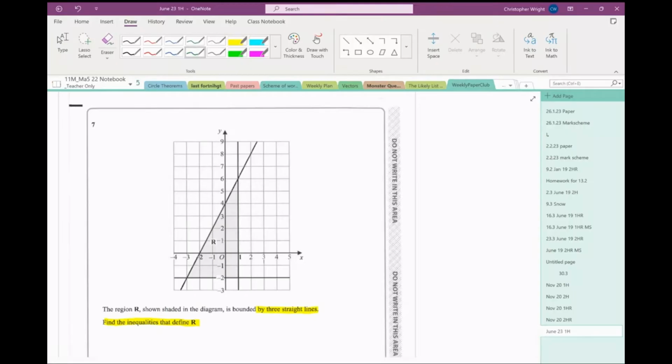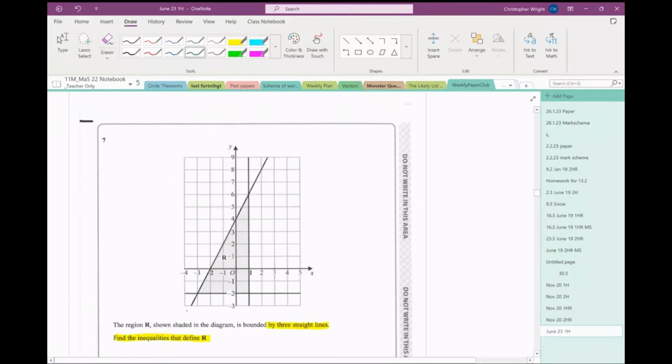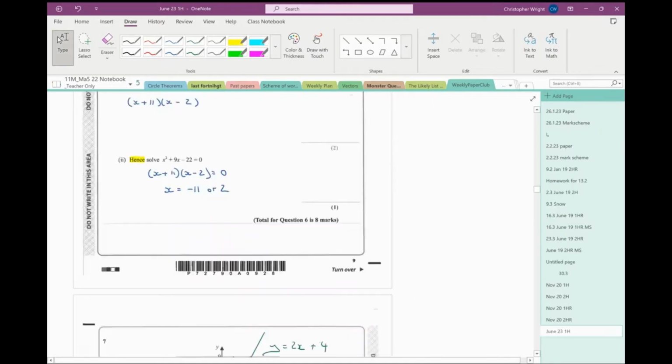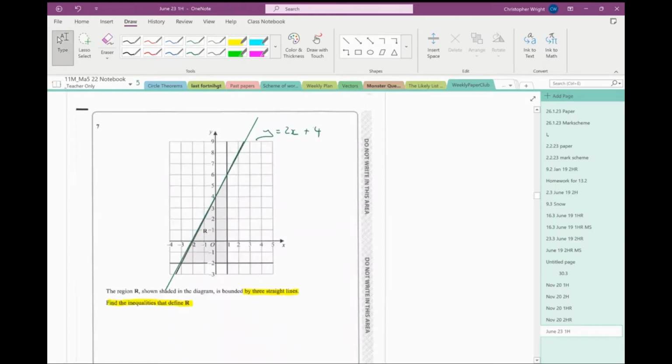Right, let's start off with this line here. And let's work out the equation of that line. Well, I'm going to do y equals mx plus c. M is the gradient, and the gradient of this line is 2, because when I go 1 along to the left, the line goes 2 up, and the y-intercept is plus 4. So the equation of that line is y equals 2x plus 4, and I am interested in points beneath it. I'm interested in points where y is less than or equal to 2x plus 4.